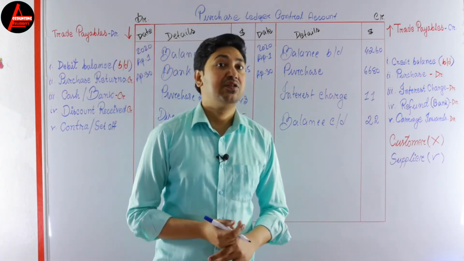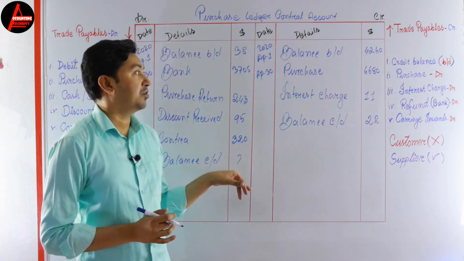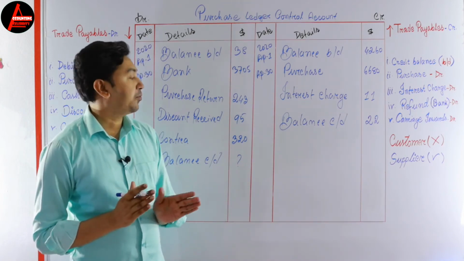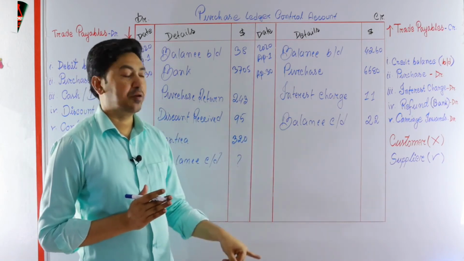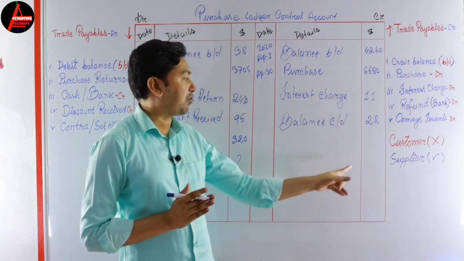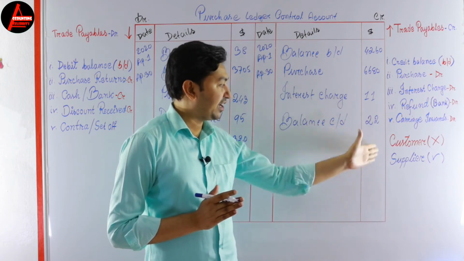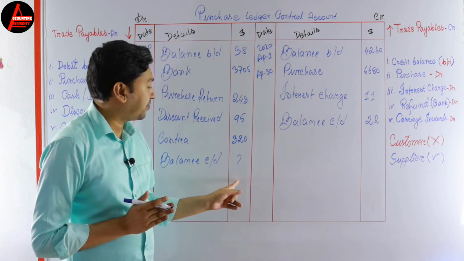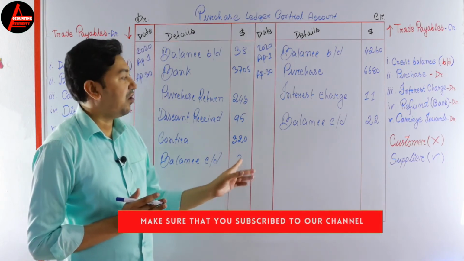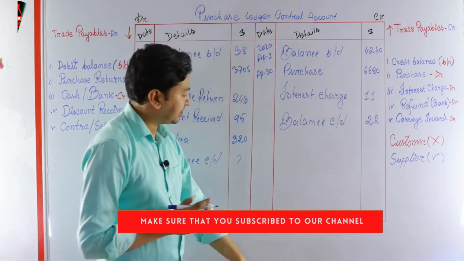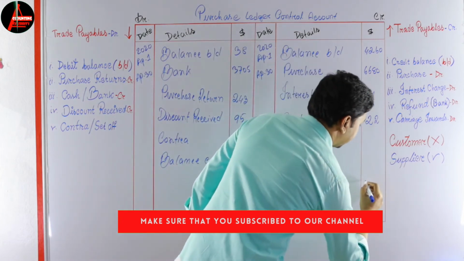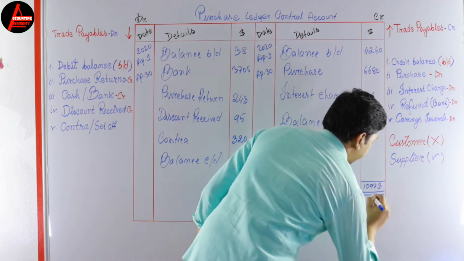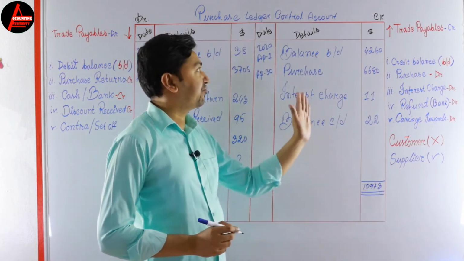Now what to do? Now we have to calculate this amount. So how to calculate? Very simple, very easy. First of all, you have to add the opposite column. Here we have question mark, so if our question mark is here, then we have to add first of all the opposite side. So let us get the addition, 10,973. Okay, the addition of credit side.